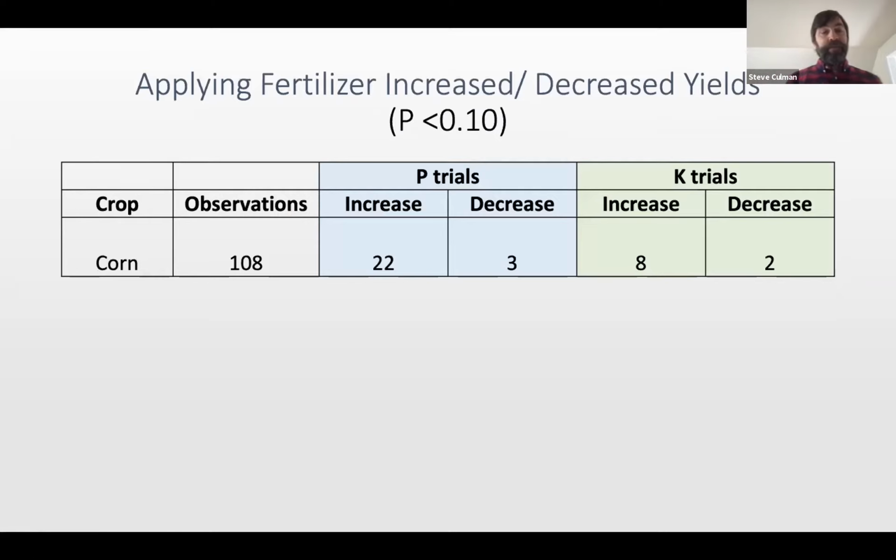Okay, so for corn, across all three of these sites, we had 108 observations where we applied a fertilized versus non-fertilized control. 22 of those resulted in a yield increase, and 3 actually resulted in a yield decrease. For potassium, 8 out of the 108 resulted in a yield increase and 2 in a decrease.